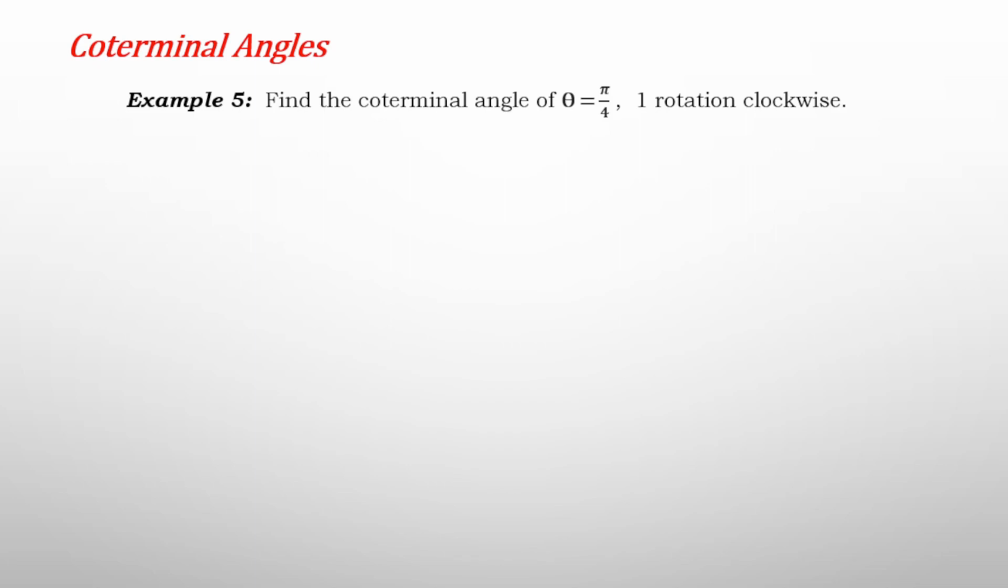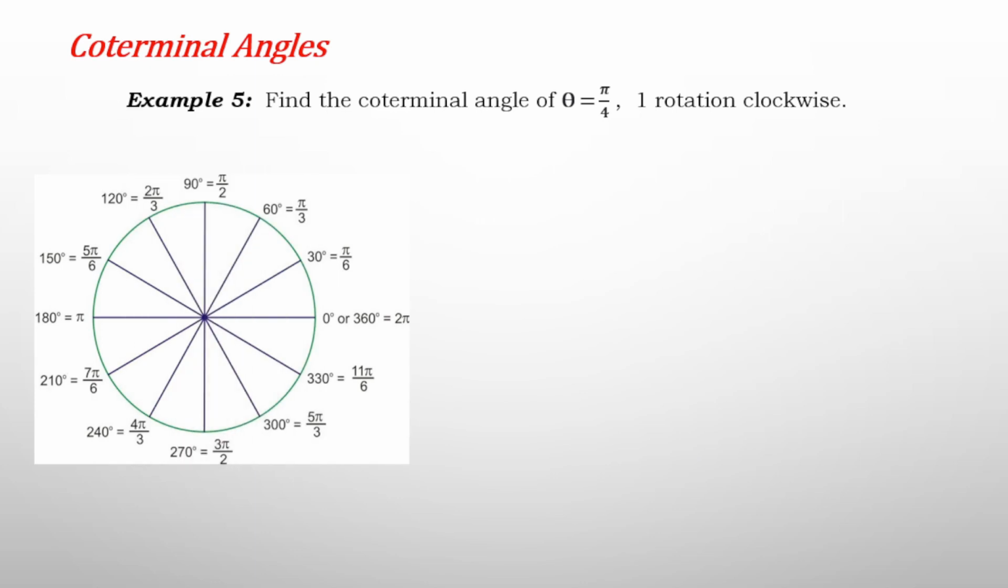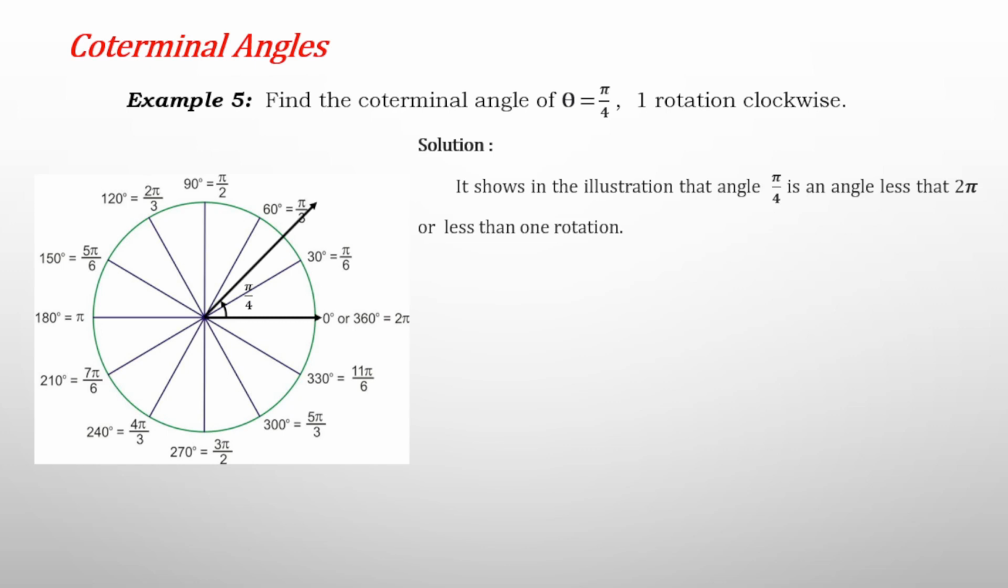Example number 5. Find the coterminal angle of the theta pi over 4 with one rotation clockwise. So if we're going to graph our pi over 4, this is now our graph. This is our theta. It shows in the illustration that pi over 4 is an angle less than 2 pi or less than 1 rotation. So given is pi over 4, n is negative 1.